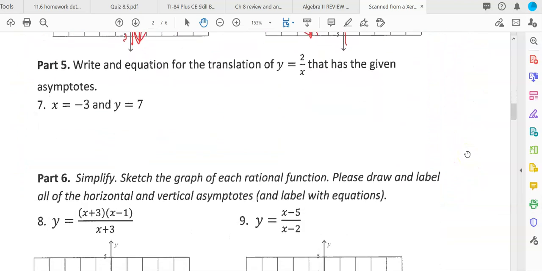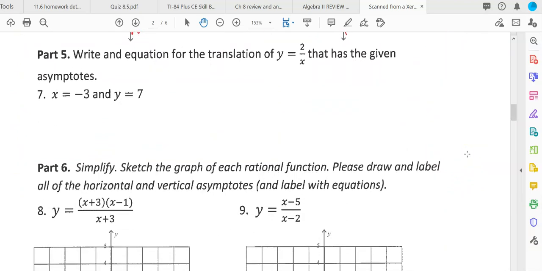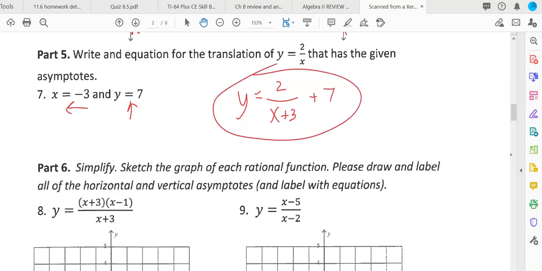Now the translation that gives these asymptotes. So I want to move it to the left 3 units, because normally it's at 0. I want to go up 7 units. It's going to start with y equals 2 over x. So I want to go to left 3 units, so I'm going to say plus 3 down here. I'm going to say go up 7, so I'm going to say plus 7. You got it. The formula is y equals a over x minus h plus k. That's like inside the parentheses kind of stuff there.